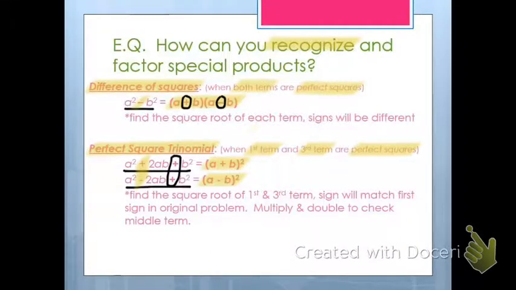Now, I've listed the steps for you, so grab your highlighters. You find the square root of the first and third term. The sign will match the first sign in the original problem. That's your second step. And then lastly, you will multiply and double to check the middle term. And I would also go back to the difference of squares. Highlight those steps. Find the square root of each term, and the signs will be different.